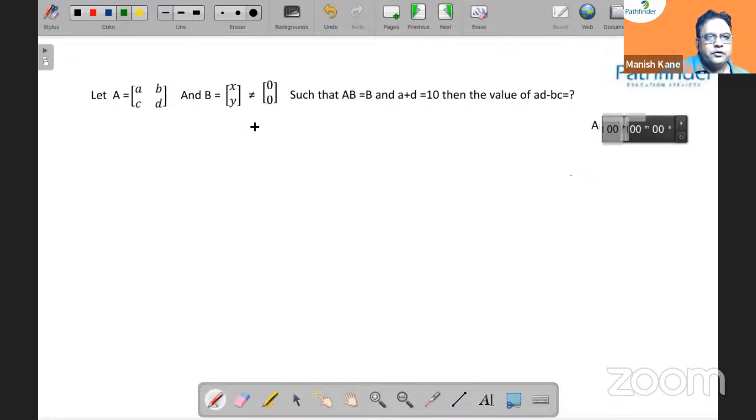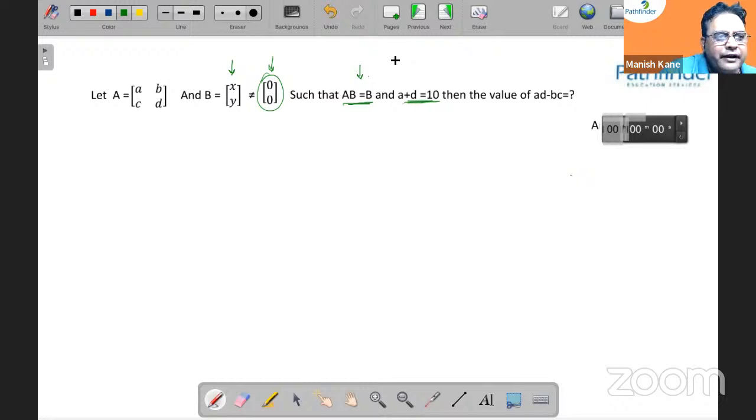Okay. So now look at this particular question. AB is equal to B. This is given to you. So this is B, and the elements of B are not 0, 0. That's another thing that is given to you. And another fact that is given to you is A plus D is equal to 10.